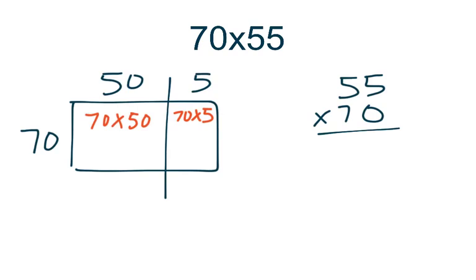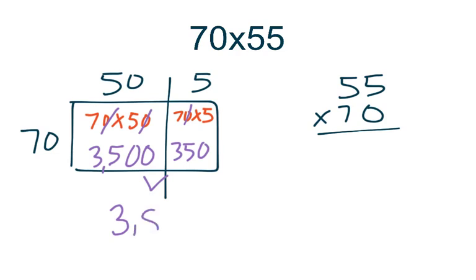Go ahead and solve this next problem, 70 times 55. You can use any method you'd like. So here I have the area model, 70 times 50. I'm going to cross those two zeros out, place them in my product. 7 times 5 is 35. And then I have 70 times 5, so I cross 1 0 out, place it in my product. 7 times 5 is 35. When I add these two partial products together, I'm going to get 3,850 as my final product.